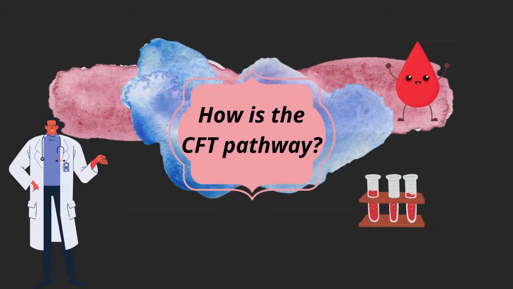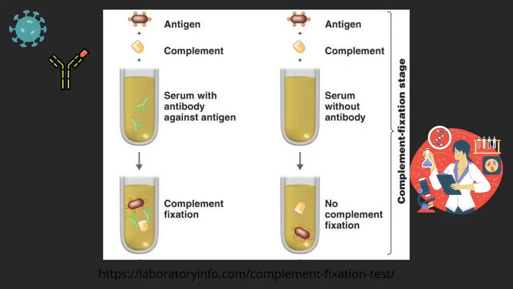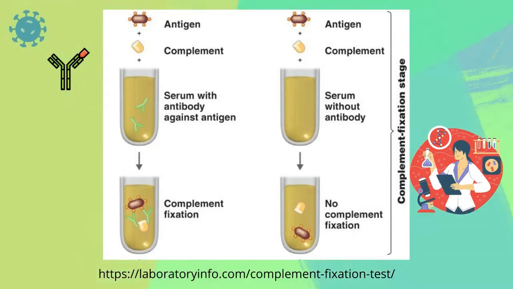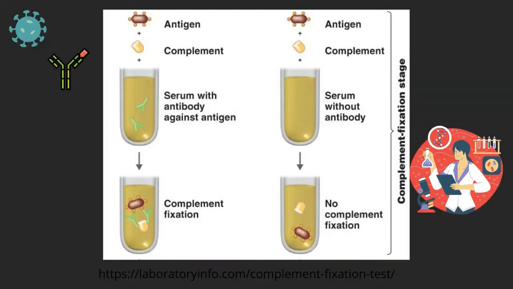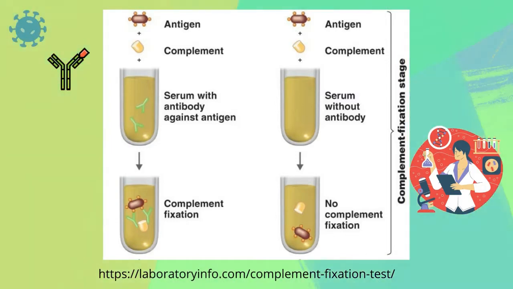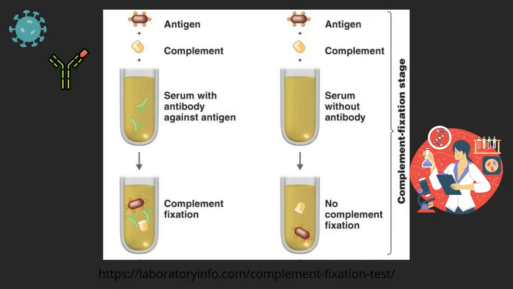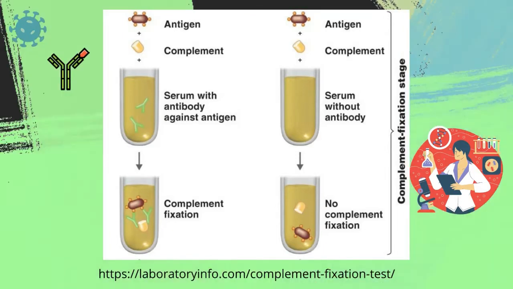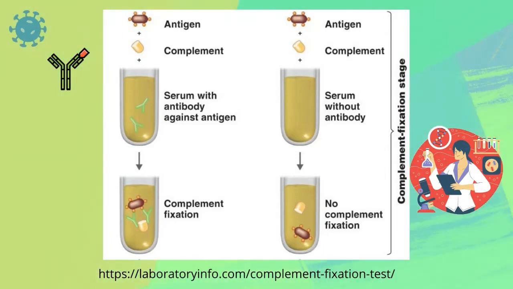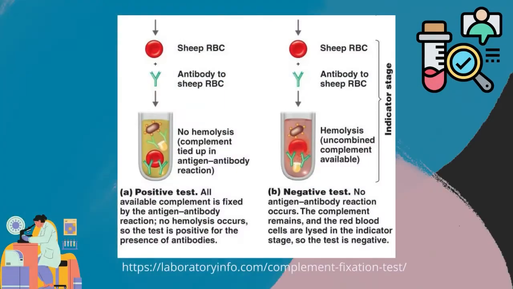This is the CFT pathway. Based on this picture, we can see two different pathways with different test results. The first step for the complement fixation test is that the antigen and patient serum are incubated with a limited amount of complement. The complement will be activated or fixed by the antigen and antibody complex if the serum contains a specific complement-activating antibody. However, if there is no antibody in the patient serum, there is no formation of the antigen and antibody complex, and therefore the complement will not be fixed and will remain free.